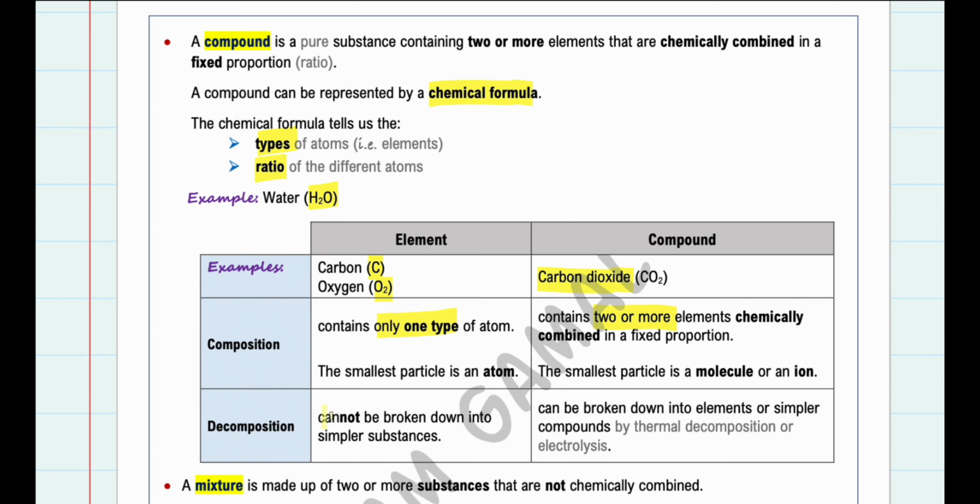Any element cannot be broken down into simpler substances. A compound, on the other hand, can be broken down into elements or simpler compounds by thermal decomposition or electrolysis.